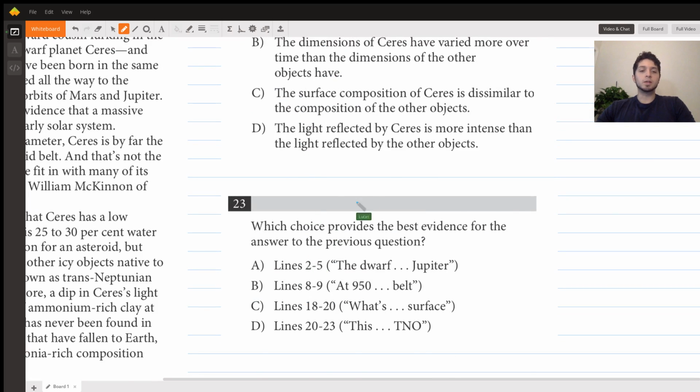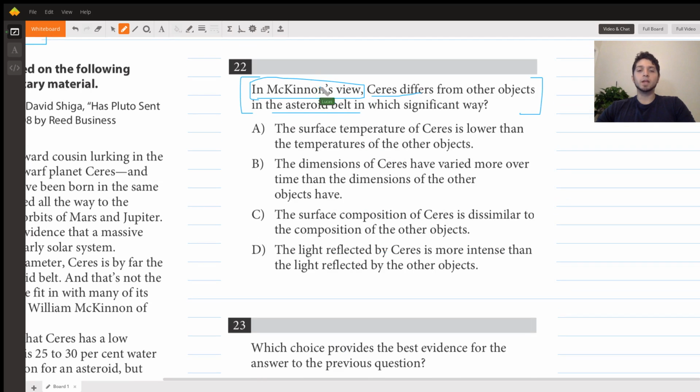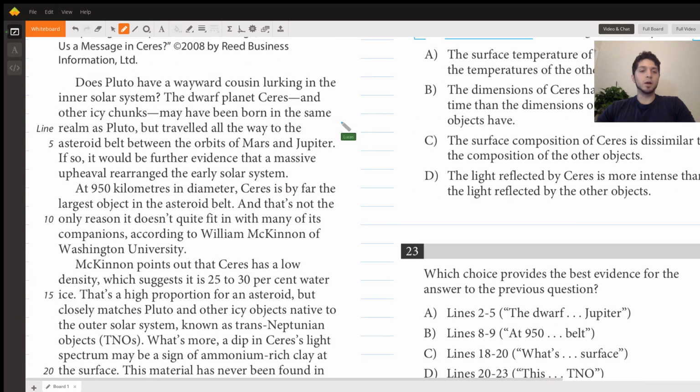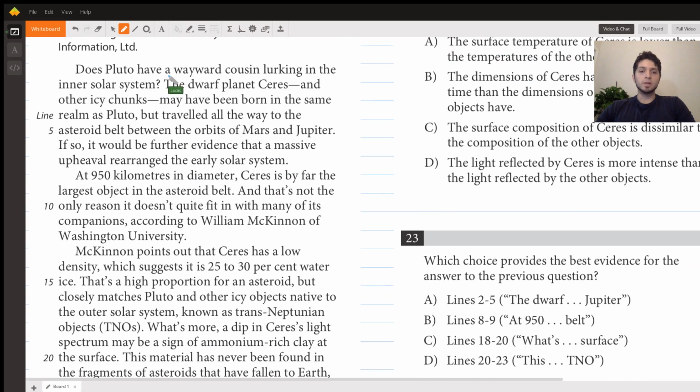So let's jump in. Let's start with lines 2 to 5, and we're looking for something from McKinnon's view for why Ceres is different from other objects in the asteroid belt. Here we see, the dwarf planet Ceres and other icy chunks may have been born in the same realm as Pluto, but traveled all the way to the asteroid belt between the orbits of Mars and Jupiter. I think this is decent in the sense that it does tell us a reason why Ceres is different from other objects in the asteroid belt.